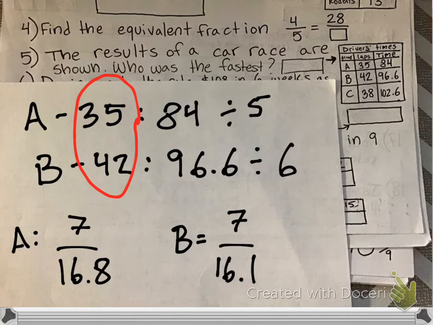16.8. So, which one was faster? Who can tell me which one was faster, Trey? B. B is faster.